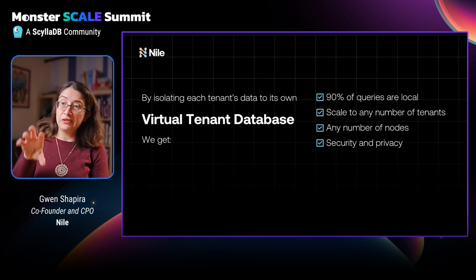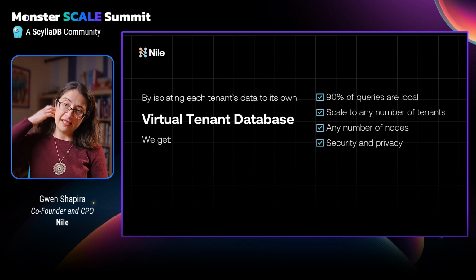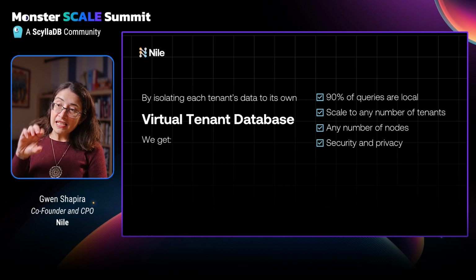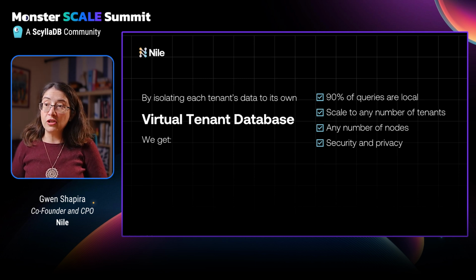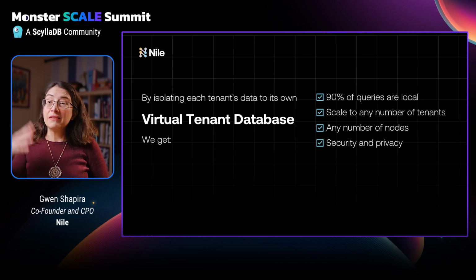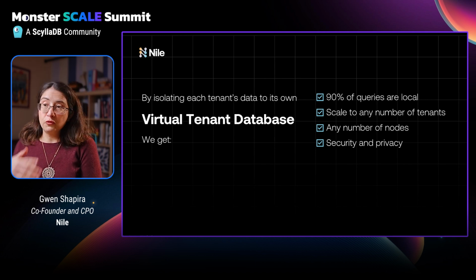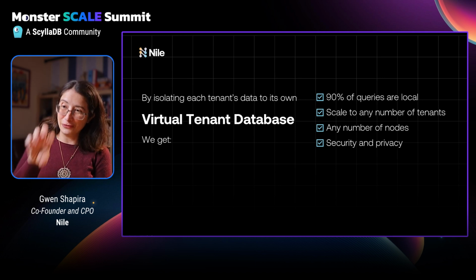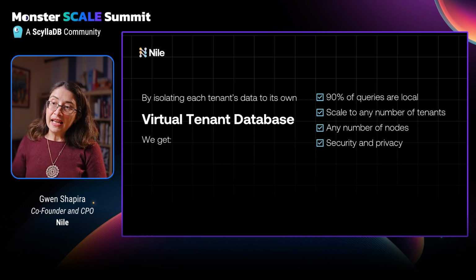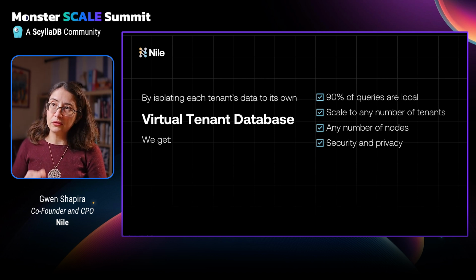So it's even smaller than a normally sharded system that has many tenants on the same shard. This allows us to scale to any number of tenants, and it allows us to keep on adding nodes without adding more latency, because every query, or at least the vast majority of the queries, will only touch a single node. It also means that we get security and privacy as part of it, because we enforce that any query only touches a single node. And then we have a bunch of other benefits that I'll get to at the end.